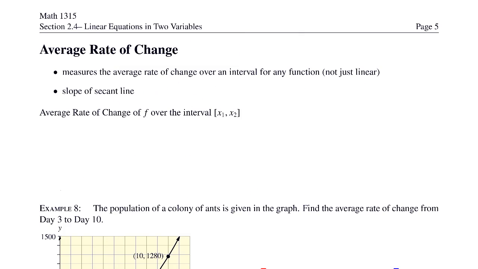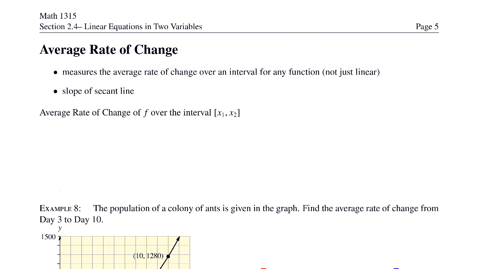The average rate of change is similar to slope in that it measures how a function changes over an interval. The difference is that the slope of a line is always constant for any 2 points on the line. We use average rate of change for any function, and thus the average rate of change can be different over different intervals. Let's look at this picture here.